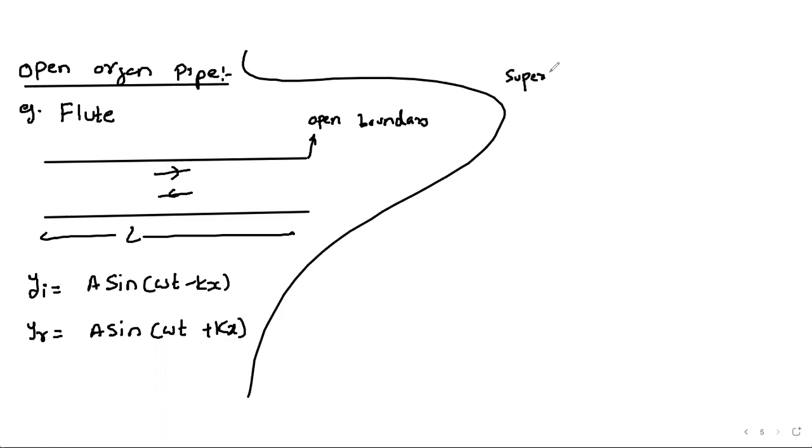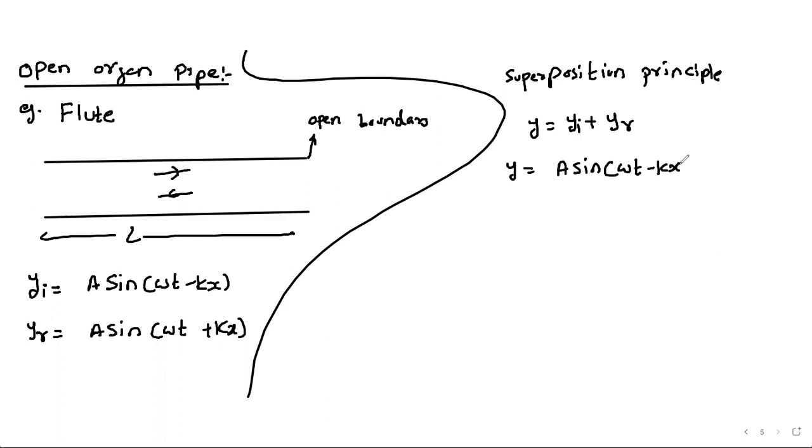You can use the superposition principle, the same calculation. The equation of wave will be y incident plus y reflected. Y incident is A sine omega t minus kx. Y reflected is A sine omega t plus kx. Next, we can take this A, the amplitude, as common. So I'm left with sine omega t minus kx plus sine omega t plus kx.